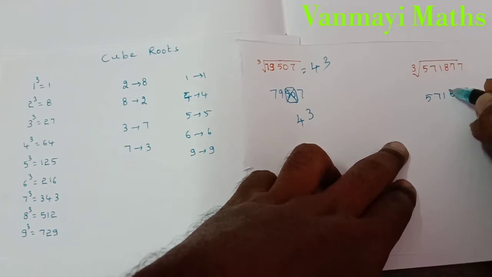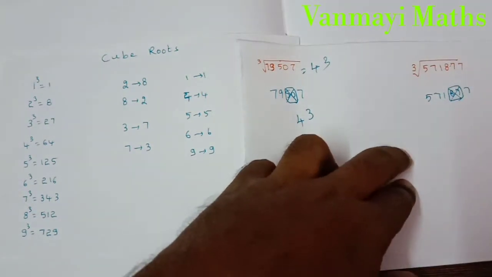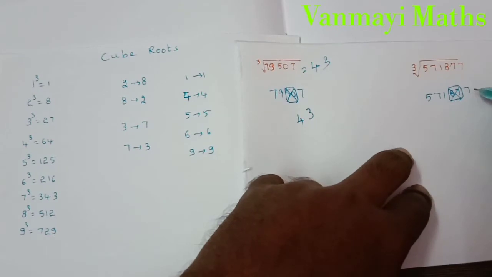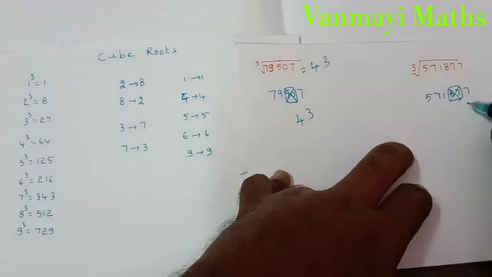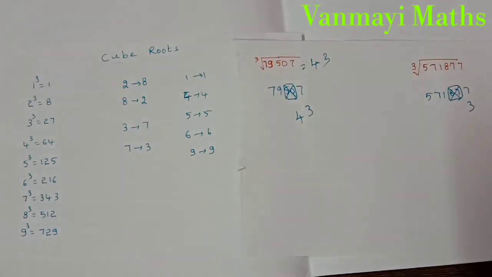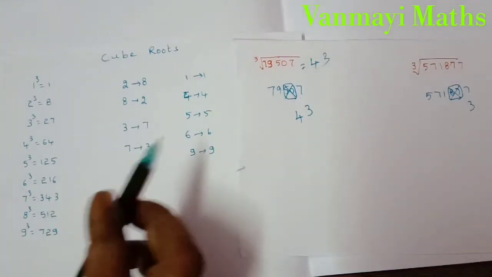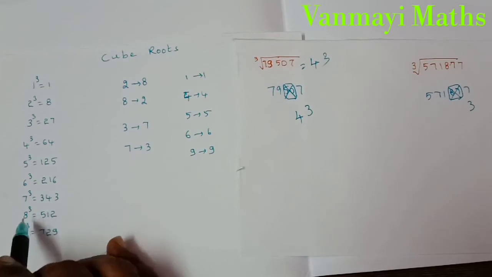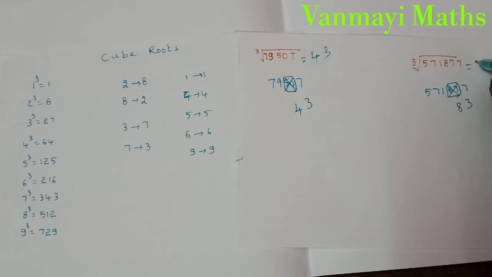Now I am going with another number, 571877. Here also I am crossing out the tens place and hundreds place numbers. Now the unit digit 7: if in the cube it is 7, the cube root will be 3. So I am writing 3. Again for 571, observe the nearest cube. We go with 8 cube 512. 512 is the nearest cube for 571. The cube root of 512 is 8. So I am writing 8 here. So 83 is the cube root of this number.